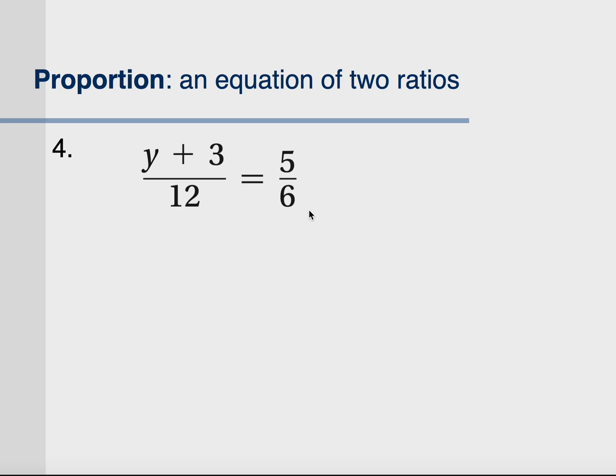You are going to cross multiply to solve, but anytime part of your fraction involves a plus or minus sign, before you cross multiply, put it in parentheses. So when you cross multiply diagonally to solve your proportion, it would look like this: 6 times parentheses, or quantity, y plus 3, and then equals 12 times 5. Finish solving.